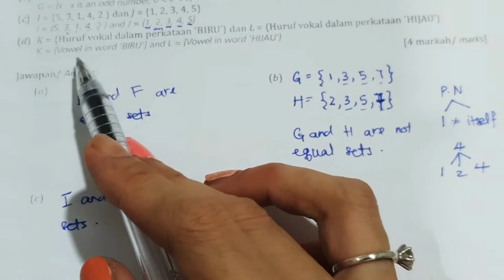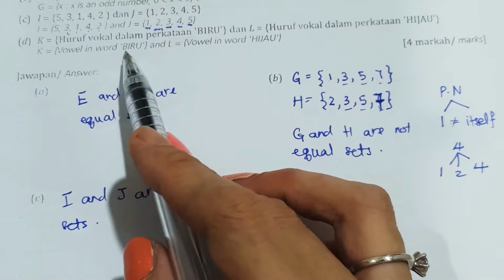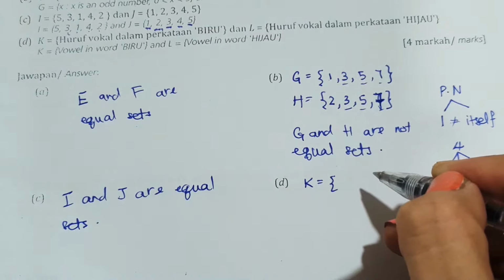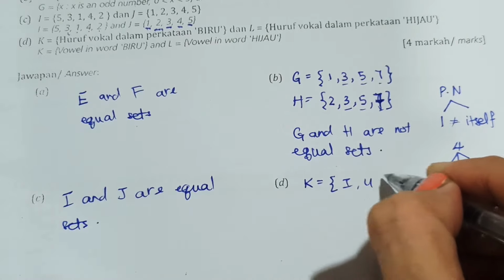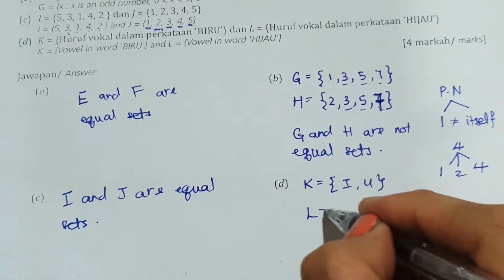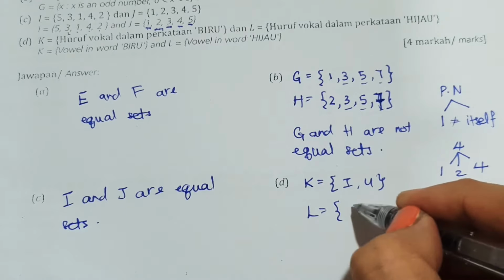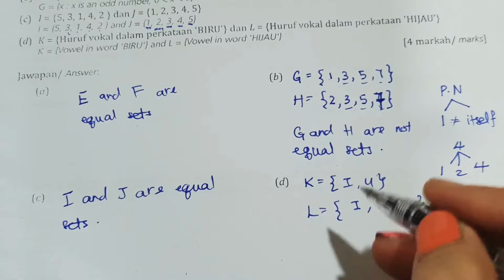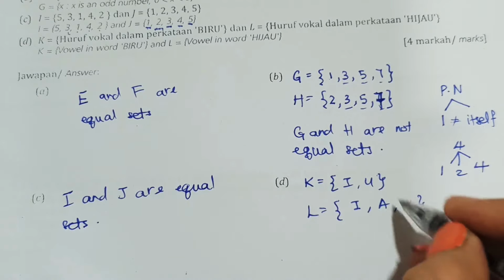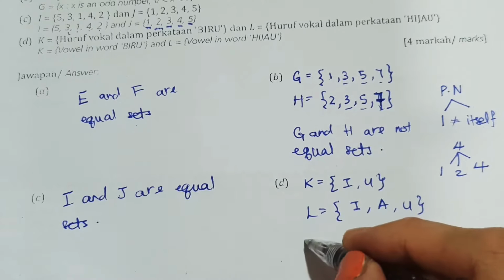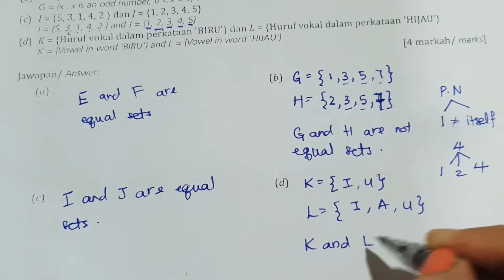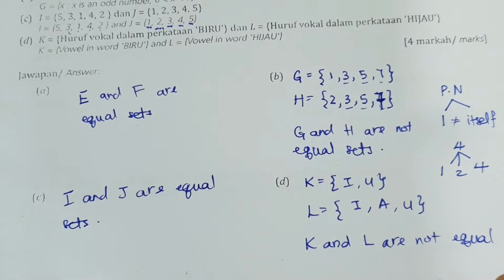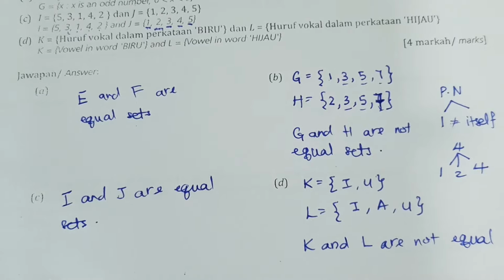Next, part D. K is the vowels in Biru. So let's list them out. The vowels are A, E, I, O, U. So we have I and U. And L is the vowels in Hijau. So we have I, A, U. So they are not equal because in L, we have an extra vowel A over there. So K and L are not equal sets. That's it.